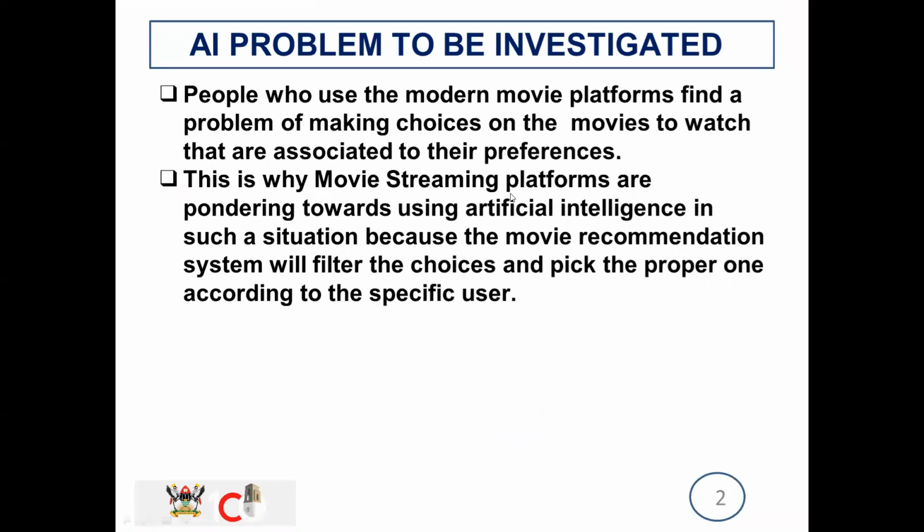Now, what's the problem being investigated? People in the modern day have a problem making choices on the movies that they want to watch. Some of them want a comedy, action, or something else. And these movie streaming platforms are using AI to recommend movies to the user according to their previous searches. If it's a new user, they'll face some problems, like the cold start problem, which we shall see in the future.